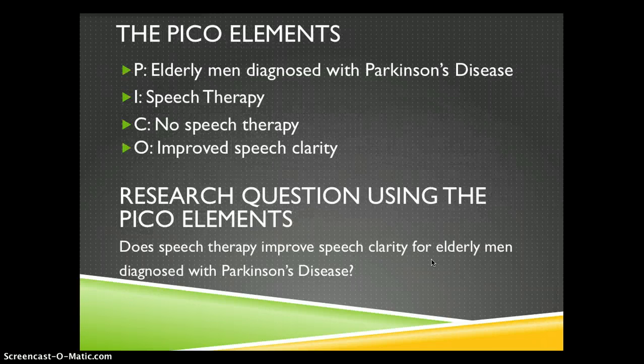So the PICO elements that I identified in the scenario were: the population is elderly men diagnosed with Parkinson's disease. The intervention is speech therapy. The comparison is no speech therapy, and the outcome is improved speech clarity. So the research question I developed using these PICO elements is, does speech therapy improve speech clarity for elderly men diagnosed with Parkinson's disease?